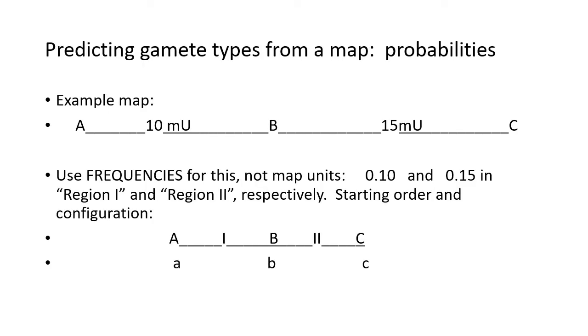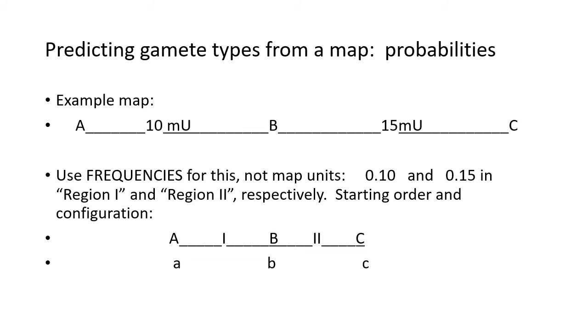Okay, so now that we know how to make a map given progeny phenotypes, gamete genotypes, we can work the whole process in reverse by getting a map and then predicting what genotypes and phenotypes the progeny will get based on those distances. So we're going to use this example map, which is genes A to B, 10 map units, B to C, 15 map units. Now, for probabilities and prediction purposes, we don't use the map units, we use the frequencies. So for the first distance, it's 0.10 for 10 map units. For the second distance, it's 0.15 frequency. Okay, we're calling these region 1 and region 2.